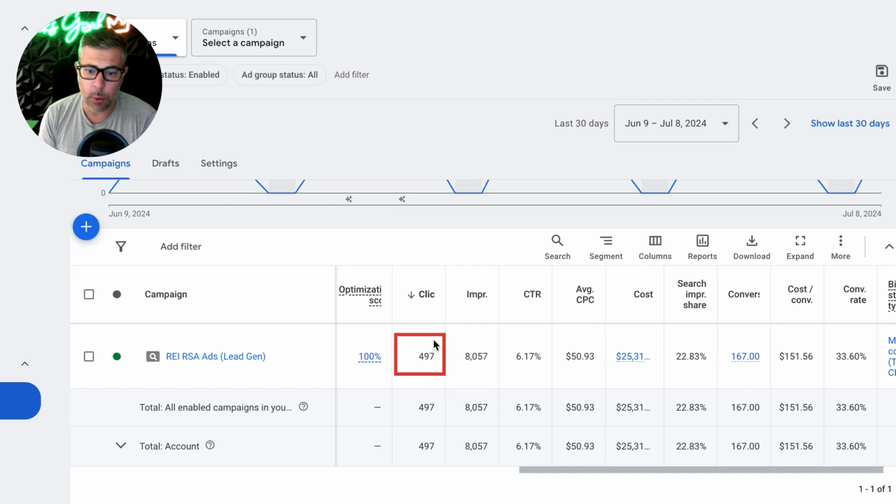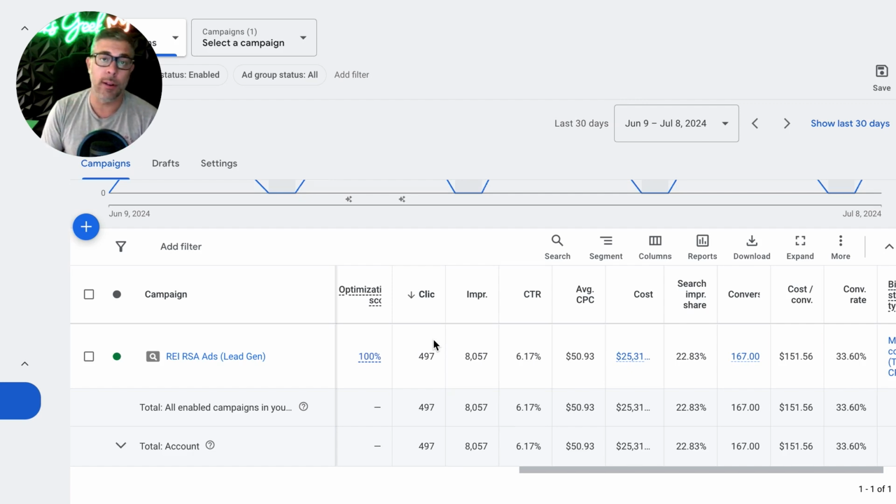Last 30 days, 497 clicks. He's paying about $50 for a click right now in Google. And that's just what it costs. This is why, if you have a smaller budget, you got to do Facebook. So in the last 30 days, he's gotten 167 leads. That's a mixture of both phone calls from Google and contact form submissions from the landing page at a cost per lead of $151, which is awesome for real estate investing.